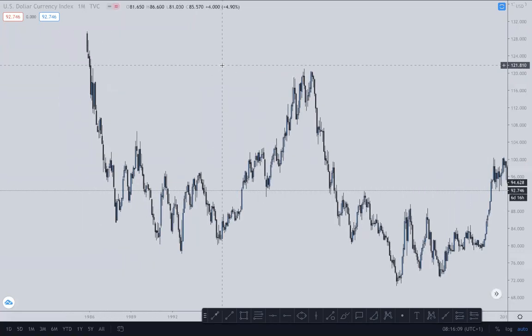Price will always move towards liquidity. So if you're building your bias and your bias is against liquidity, your bias is wrong. Did everybody hear that? Give me a 2 if that was clear.